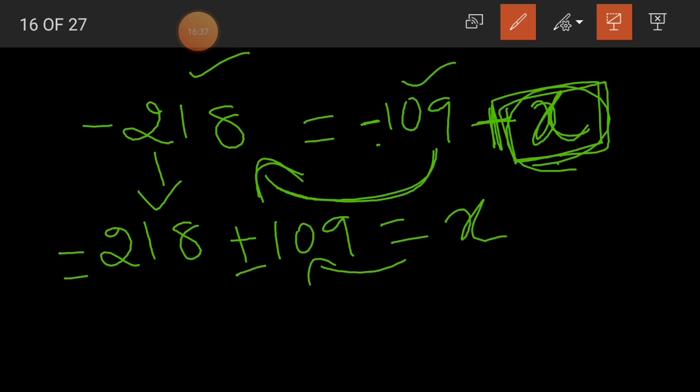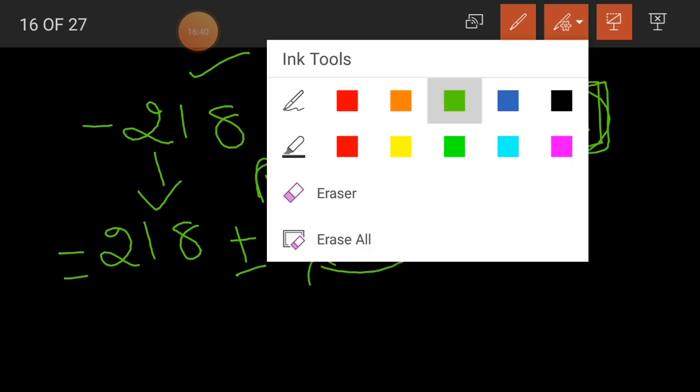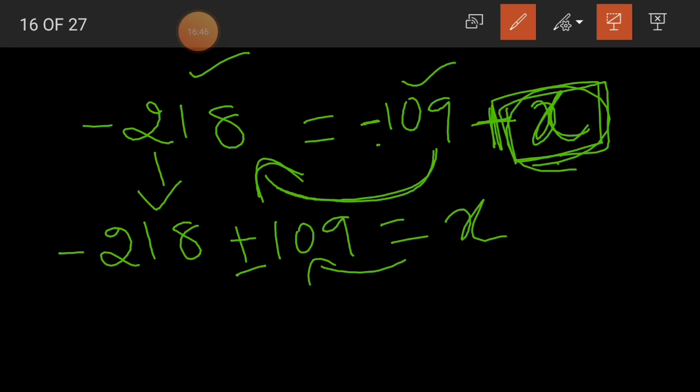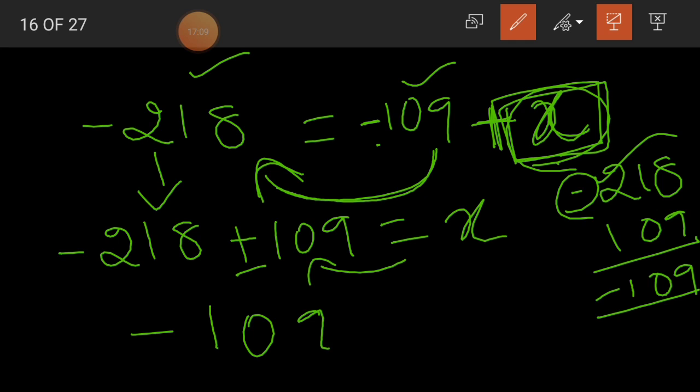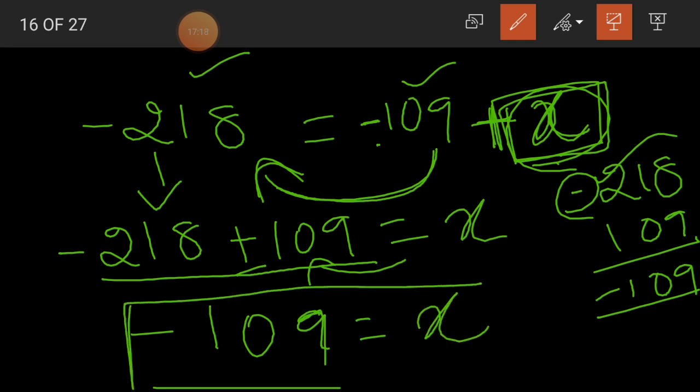Again, one is positive and the other is negative. What will you do when one is positive and the other is negative? You subtract the lower number from the higher absolute value. 218 minus 109 gives us the answer of 109. Right? What about the sign? 218 is the higher absolute value number. It is a negative number, so the answer will also have a negative sign. Minus 218 plus 109 gives us the answer of minus 109, which is equal to x, which is our required other integer.